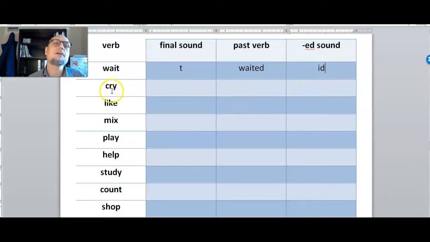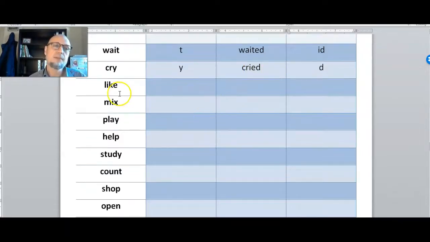So let's look at this. Cry. The last sound is I. So the past verb is cried. The ed sound is d. Next one. The verb is like. K is the last sound. K is unvoiced, so we would say liked. The ed sound is t.